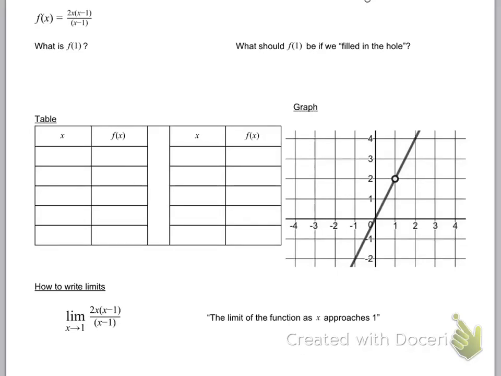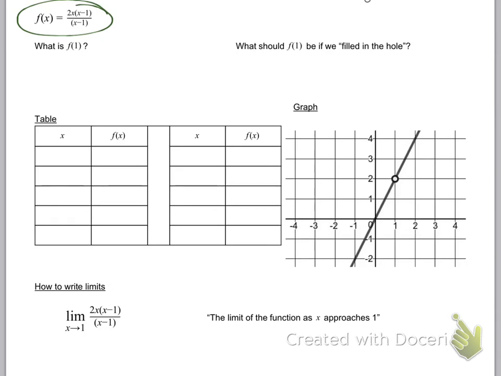Hello, Mr. Newman here, and today we're going to learn about limits. I'm going to introduce you to the notation of a limit, and we're going to look at some graphical limits, and I want to build an idea of what a limit is. So let's get started. First of all, I'm going to give you this function right here.